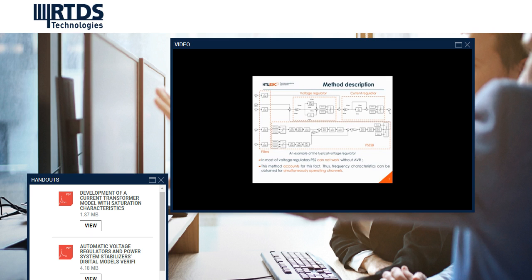The developed test procedure accounts for this fact. It can be used while several control channels work simultaneously. So this procedure gives us the possibility to get a frequency response while several channels work, for example, the voltage channel, which can't be switched off, and, for example, a part of the PSS.